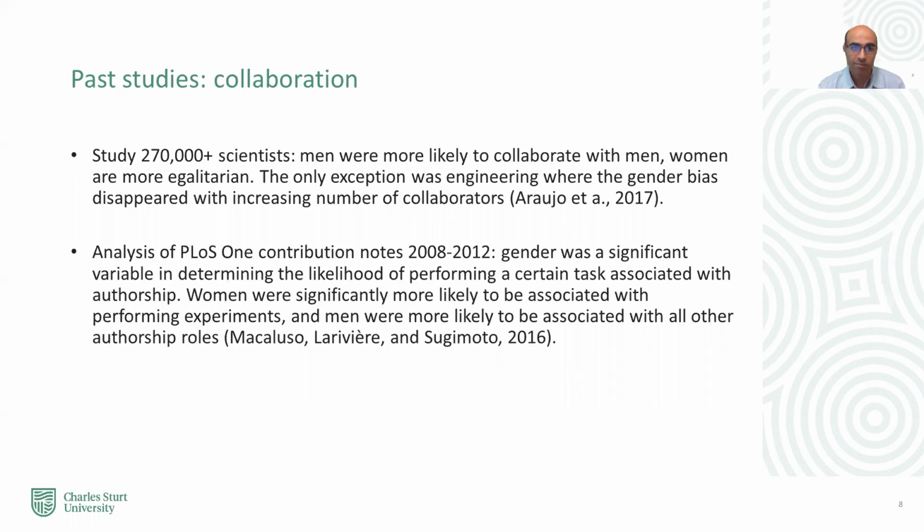When we look at the collaboration in terms of who is working with whom, and in terms of co-authorship, a bigger study of 270,000 scientists showed that men were more likely to collaborate with men. Women were more egalitarian, which means they were more likely to work with men and women and people from different genders. Only exception was engineering, where the gender bias disappeared with the increasing number of collaborators.